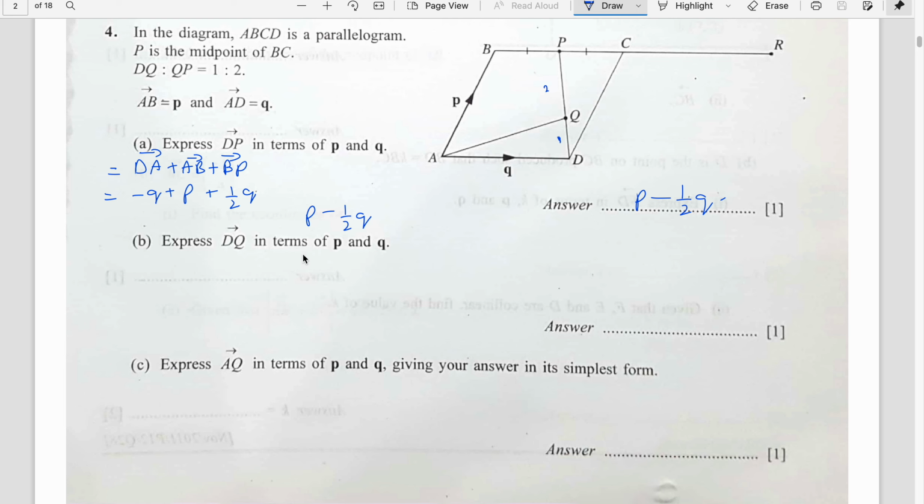Express DQ in terms of P and Q. Basically we already have DP, and DQ is 1 by 3 of this. So from D to Q we can say 1 by 3 of DP, so 1 by 3 of P minus 1 by 2 Q, which is P by 3 minus Q by 6.